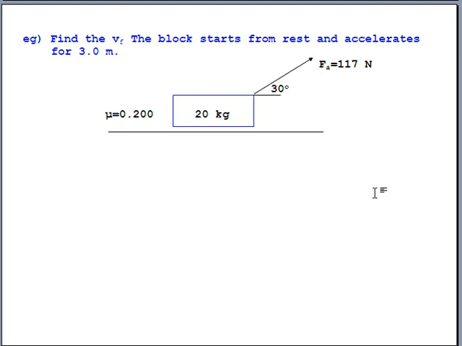There is a stickiness number there. It doesn't say what kind. I'll assume it's moving, right? If they don't tell me, I'm assuming it's a moving one. And they want us to find the final velocity after 3 meters. Okay, here goes. I'm going to draw a free body diagram.